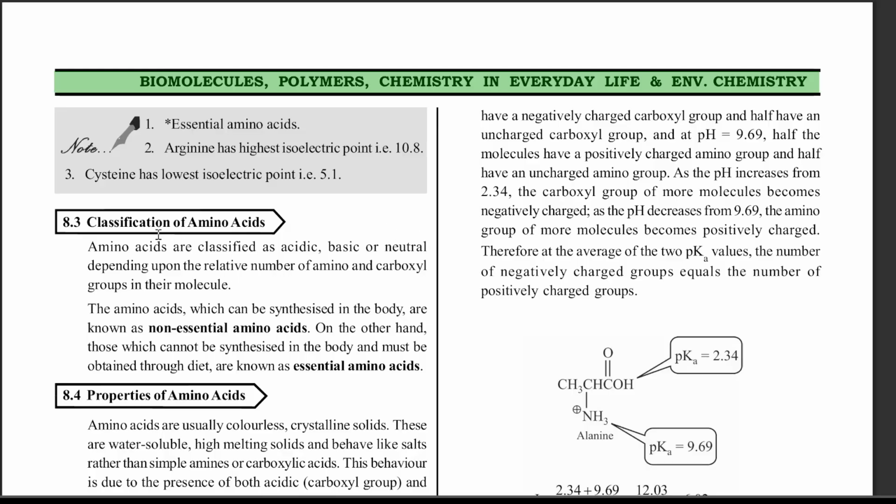Amino acids can be classified as acidic, basic, or neutral depending on the number of amino and carboxylic groups, as discussed above. The amino acids which can be synthesized in our body are known as non-essential ones. On the other hand, those which cannot be synthesized within our body are known as essential ones, and they have to be taken in through our diets.